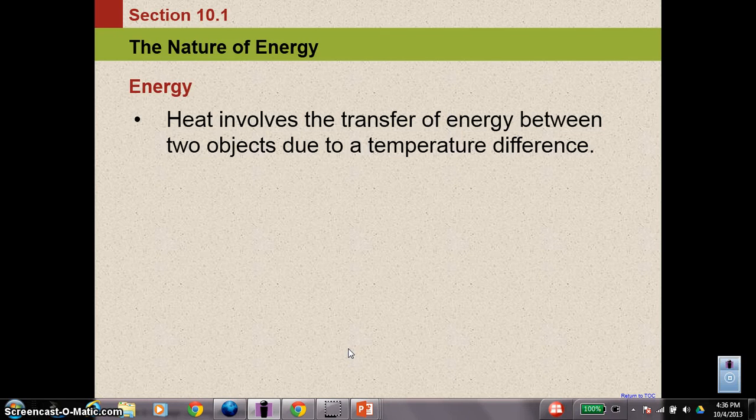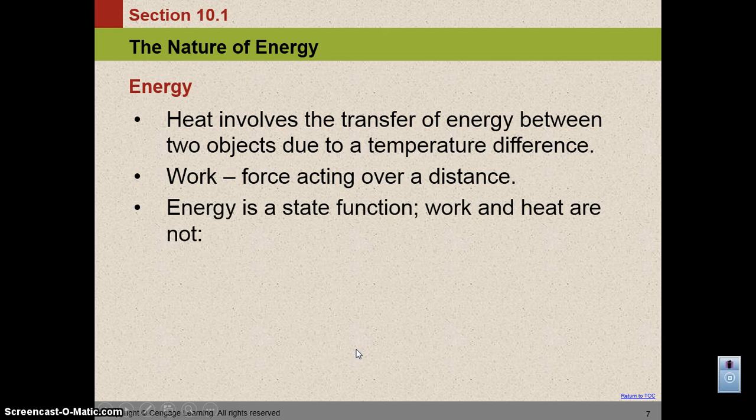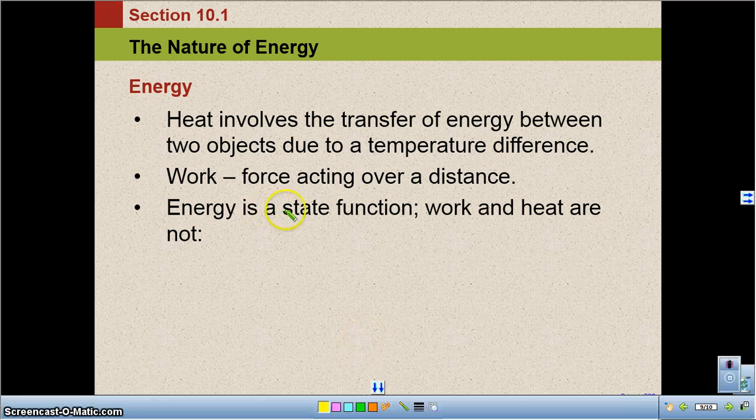We're going to take a look at energy a little bit more. The first bullet says heat involves the transfer of energy between two objects due to a temperature difference. So by definition, that's what heat actually is: a transfer of energy between two objects due to a difference in temperature. Work is, by definition, force acting over a distance. A new concept that's going to be a little difficult to pick up on at first. Energy is what we call a state function.